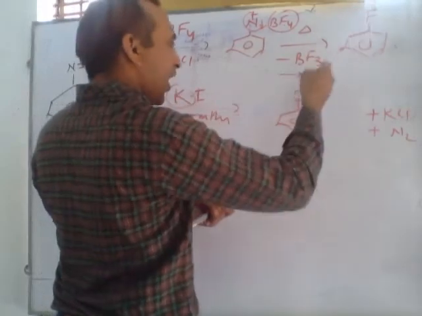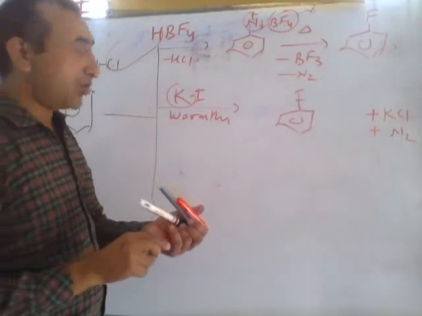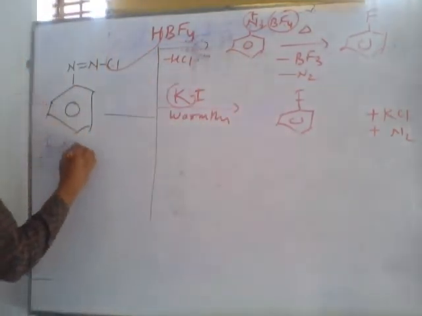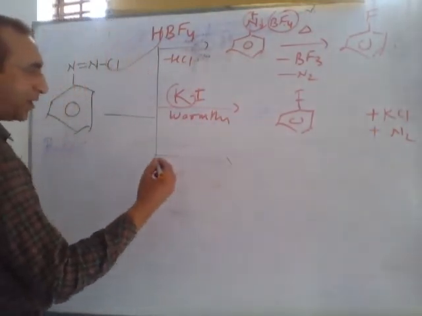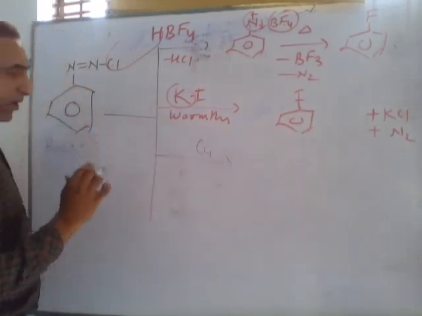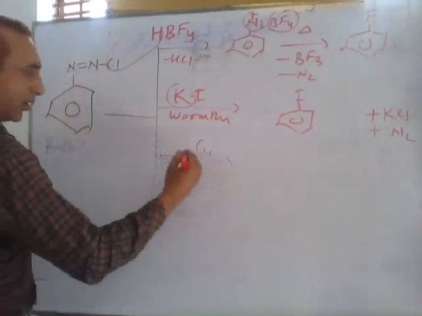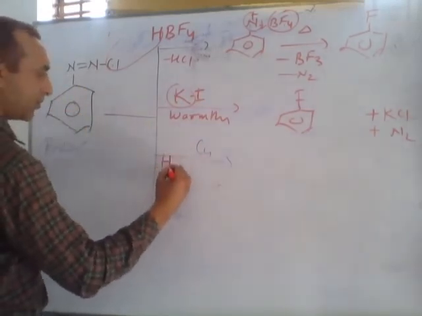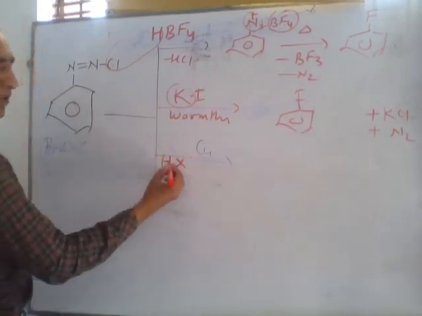This is iodine. Very simple. These fluoro and iodo halobenzenes are formed in pure state. So this is a very useful method from BDC. This is BDC, benzene diazonium chloride. Next, listen. If in the presence of copper, this is copper metal, if in the presence of copper we react BDC with HX. HX means hydrogen halide.